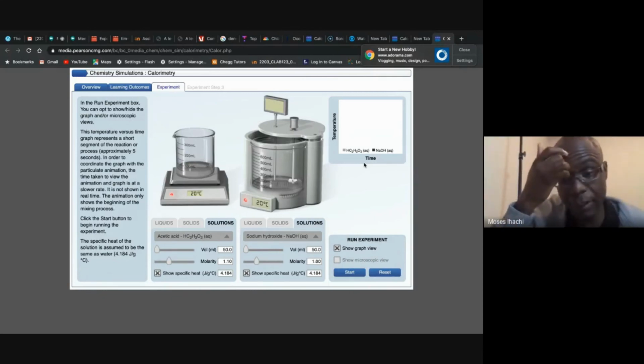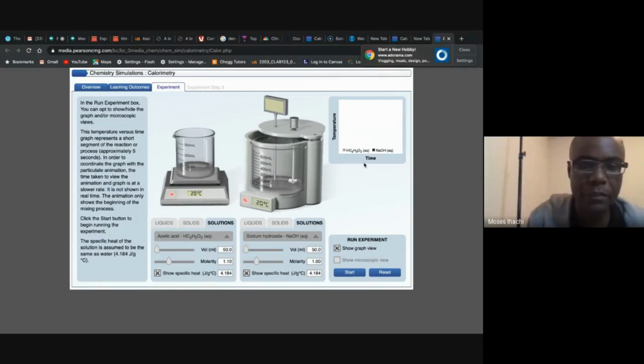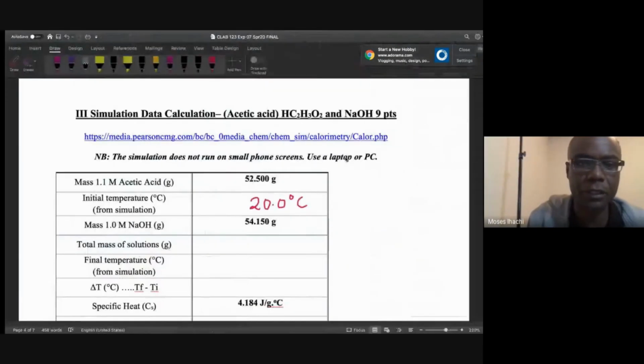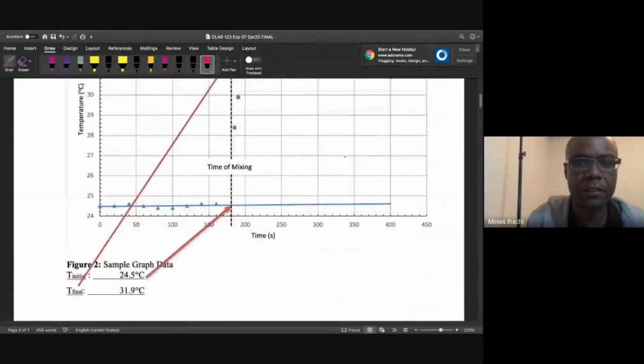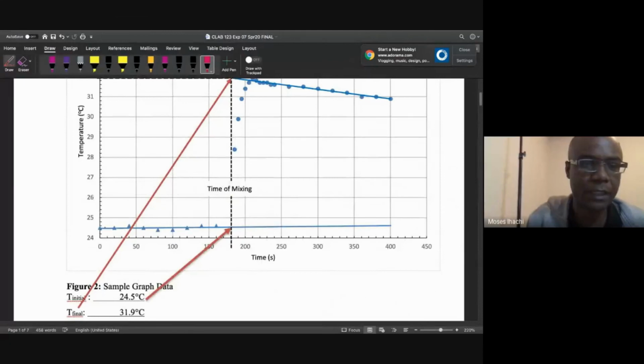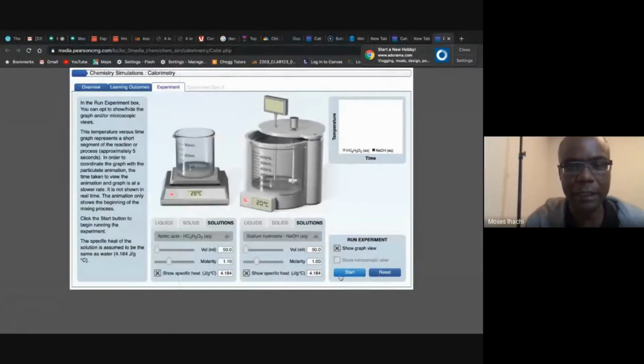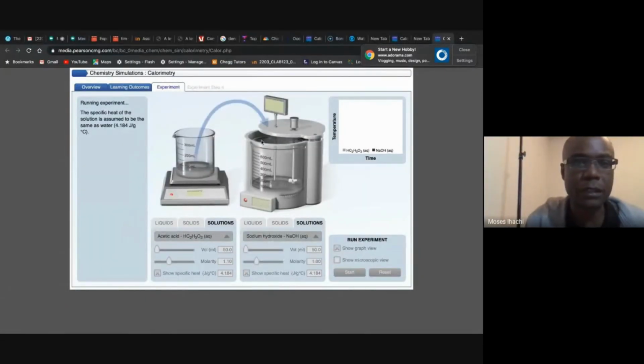Now, before I run it, I want to tell you that this graph does not show the initial temperature here. You see here, we would have checked the temperatures for 160 seconds, for 3 minutes or 2 minutes before we mix. This would be the time of mixing. So the simulation starts the graph at the point of mixing. It does not show the tail. Keep that in mind. So next I click start. So we pour this acetic acid to sodium hydroxide, we close the calorimeter and start reading.